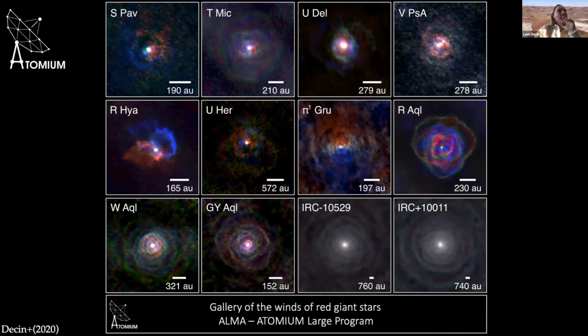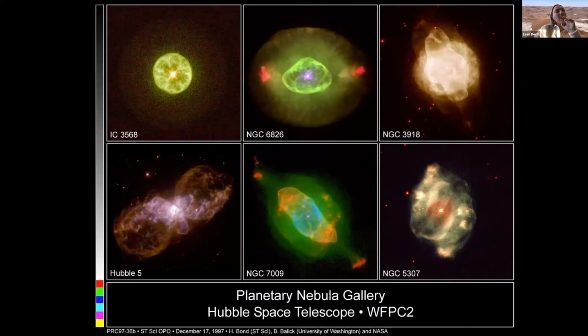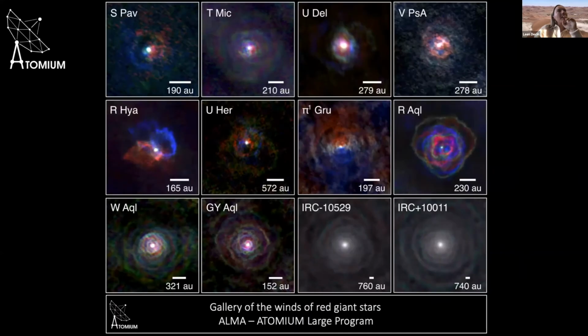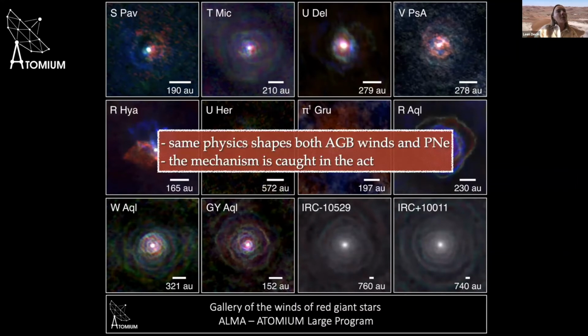You can also see, if I show you again these planetary nebulae, that there is a lot of similarity between the planetary nebulae and these AGB stars. So this gives us already the first conclusion, namely, it is the same physics that shapes both the AGB winds and the planetary nebulae. And moreover, by looking at these AGB stars, we have caught the mechanisms in the act.